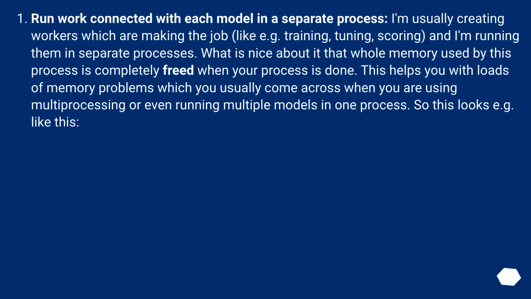Run work connected with each model in a separate process. I'm usually creating workers which are doing the job, like for example training, tuning, scoring, and I'm running them in separate processes. What is nice about it is that the whole memory used by this process is completely freed when your process is done. This helps you with loads of memory problems which you usually come across when you are using multiprocessing or even running multiple models in one process. So this looks, for example, like this.